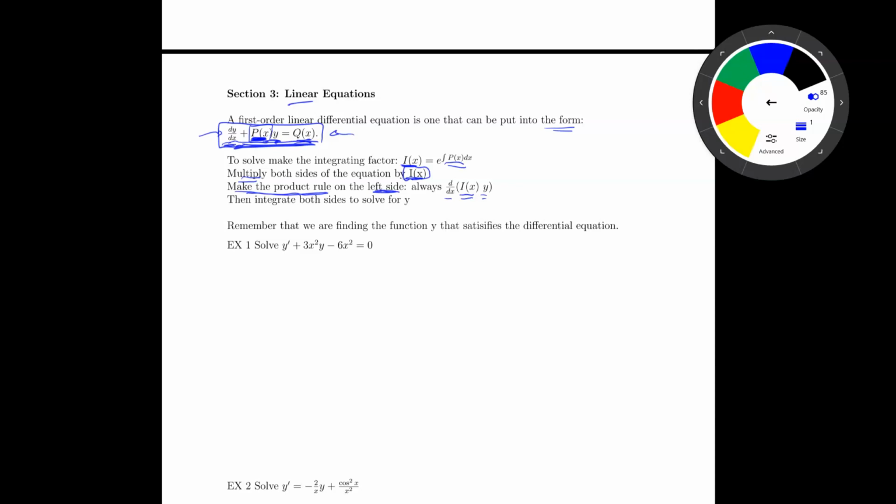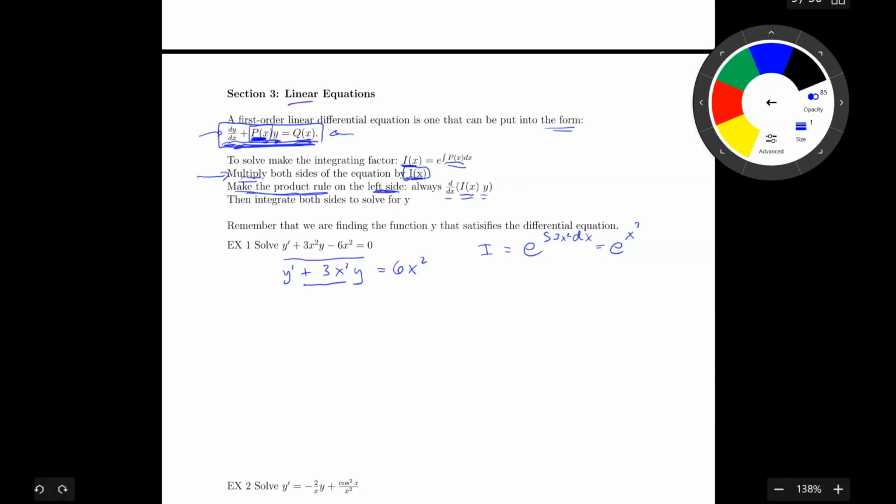Let's do this. Okay, this is not in standard form, so let's fix it. So y prime plus 3x squared y equals 6x squared. So now it is in the standard form. So now I'm going to make my integrating factor. So it's e to the integral of this here. So positive 3x squared. I know the integral of 3x squared will be x cubed over 3. The 3's will cancel, and I'm not going to worry about the plus c. So I get e to the x cubed. So that's my integrating factor.